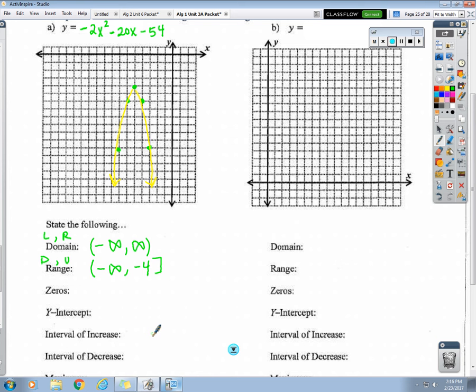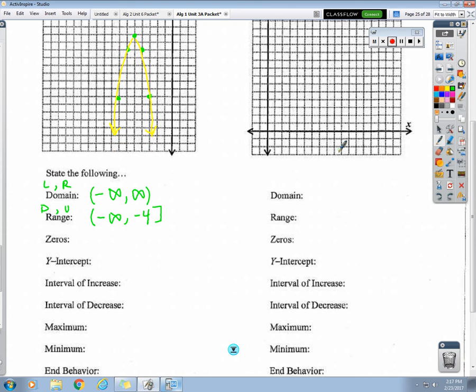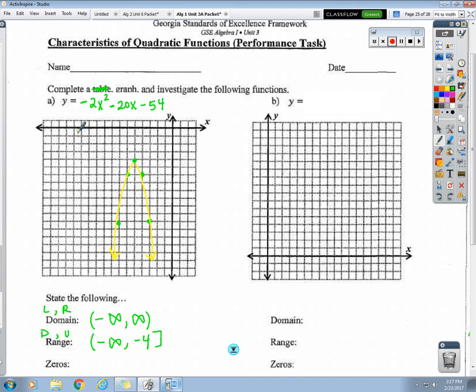Okay, now zeros is kind of a new word for us. It just means x-intercepts. Does this graph have any x-intercepts? All right, zeros is another word for x-intercepts. Will this parabola ever cross the x-axis? No, because it starts here and then it goes down on both sides forever. So it's never going to come back up and hit the x-axis.